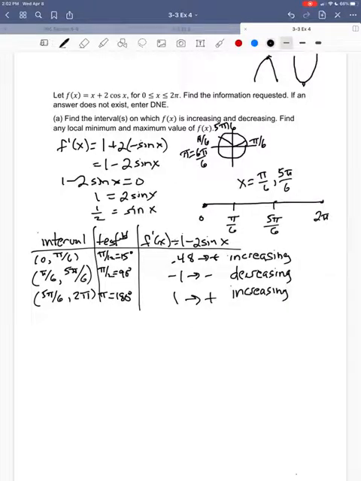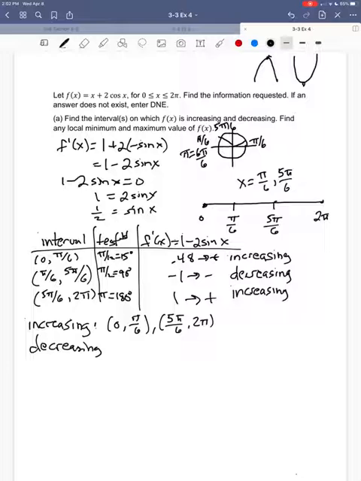So where's my function increasing? Where's my function decreasing? It's increasing here and here. So that's from 0 to pi over 6 and from 5 pi over 6 to 2 pi. Where my function is decreasing, well, I only have one interval there, that's in the middle, so that would be from pi over 6 to 5 pi over 6. So that's where it's increasing and decreasing. That's the first part of the problem.